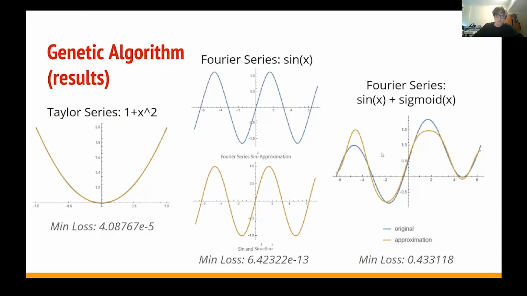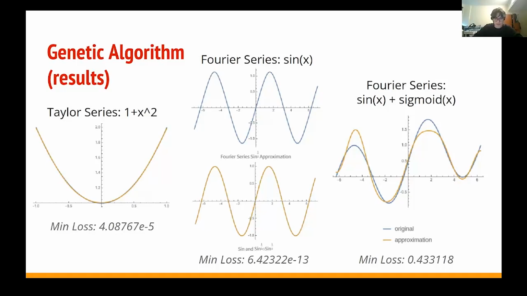But this does diverge when you start approximating functions that don't exactly fit the criteria of being able to be represented with a Fourier series or a Taylor series. So for example, if you add a sigmoid function, an activation function, to sine of x, neither the Fourier series nor the Taylor series really captures it too well, and so you end up with a slightly larger loss.